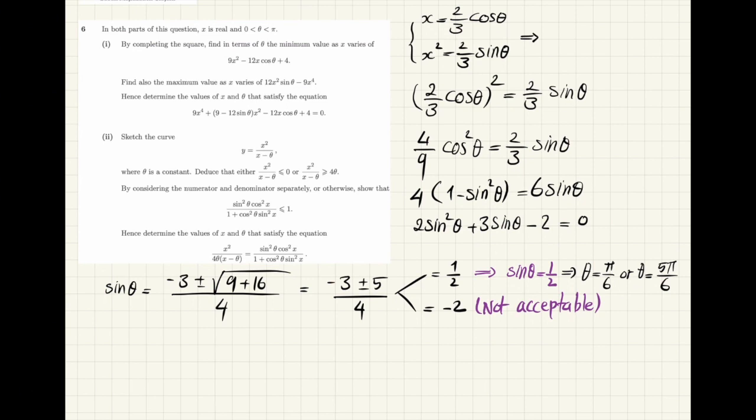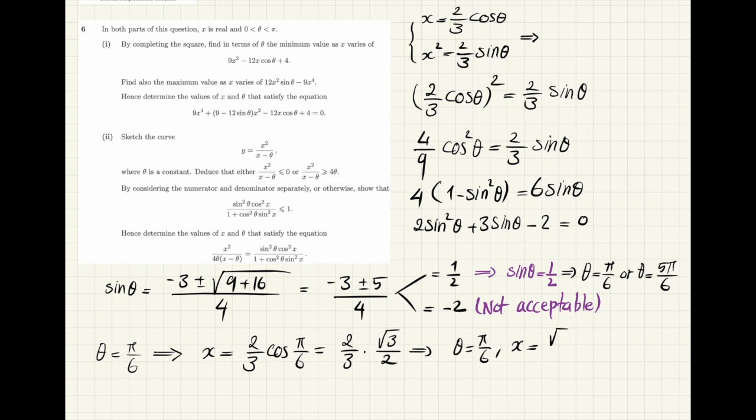So if theta is pi over 6, then what can I conclude? I can say that x is 2/3 of cosine pi over 6. So it becomes 2/3, and then this becomes square root of 3 over 2. So this means that theta is pi over 6 and x is equal to square root of 3 over 3. So that's a pair of solutions.